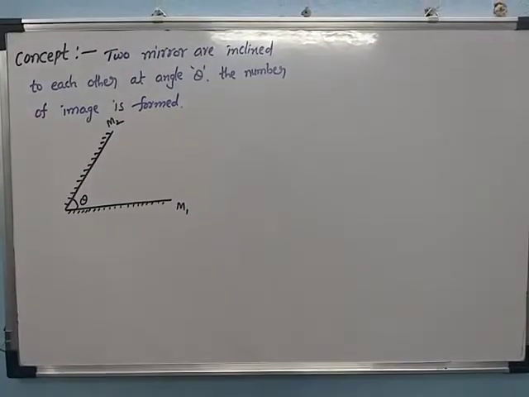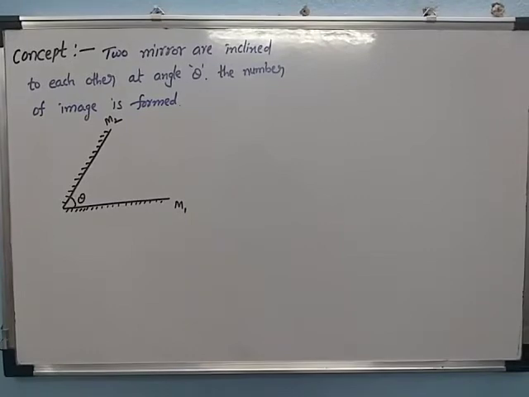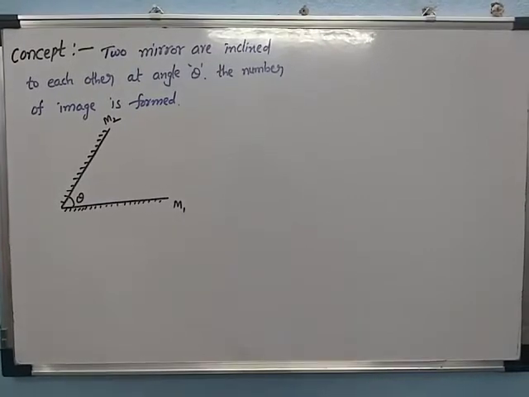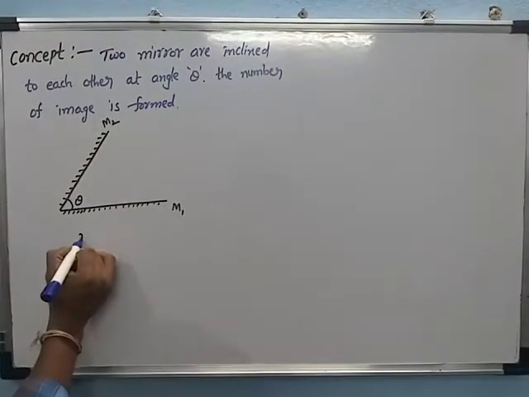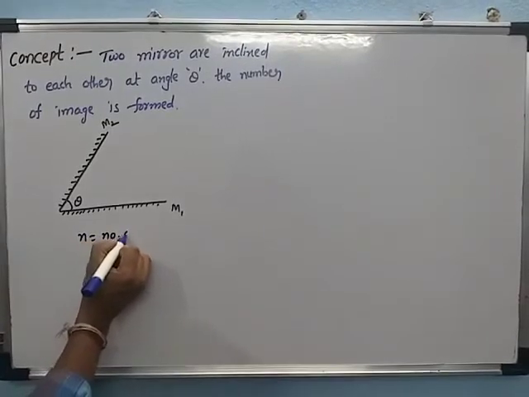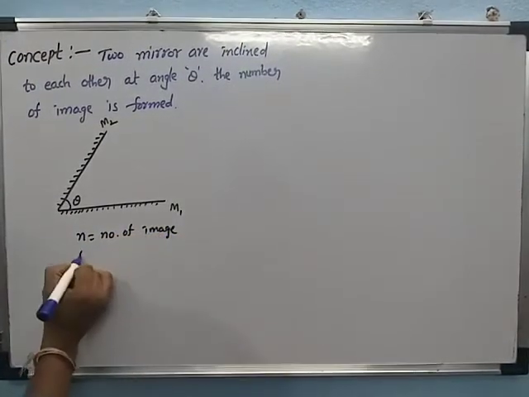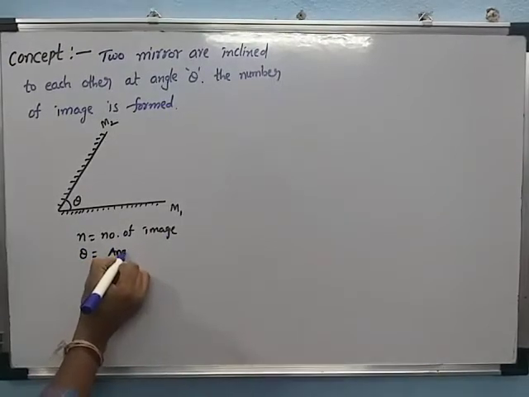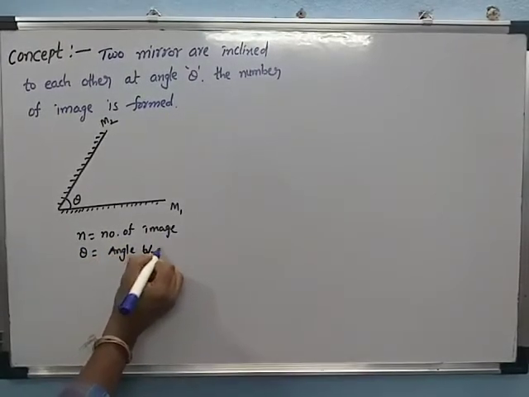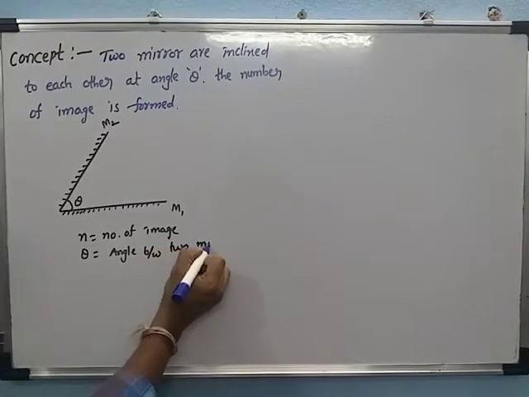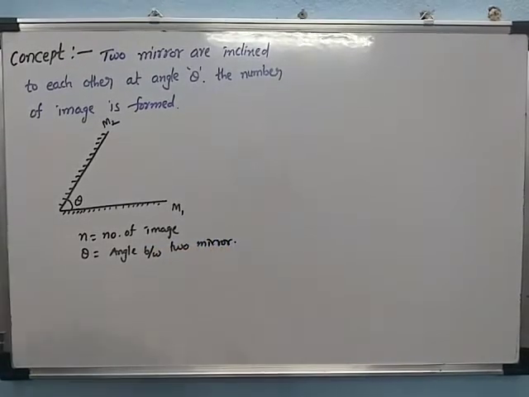The number of images formed is denoted by N, which is equal to the number of images. Theta is nothing but the angle between the two mirrors. See, that is the formula.